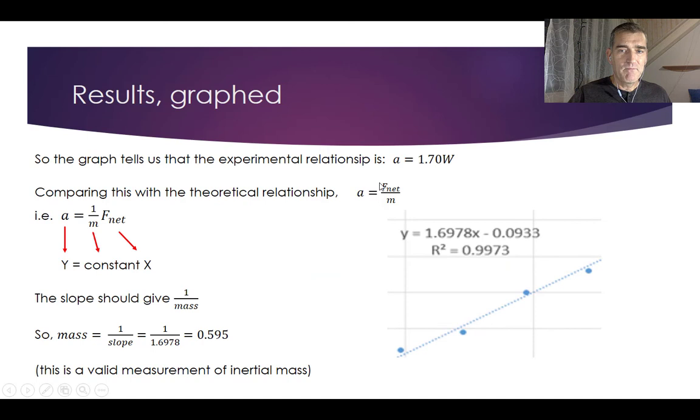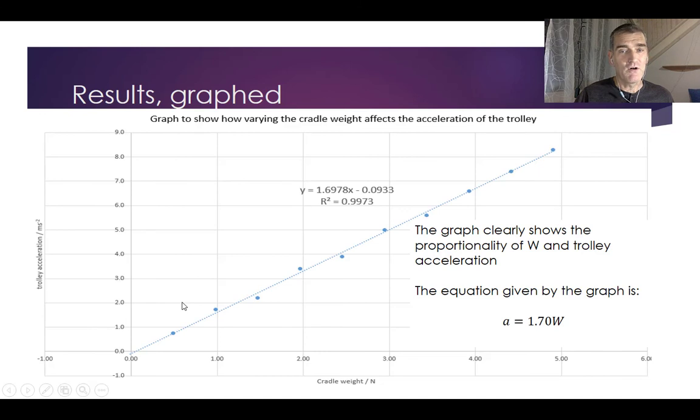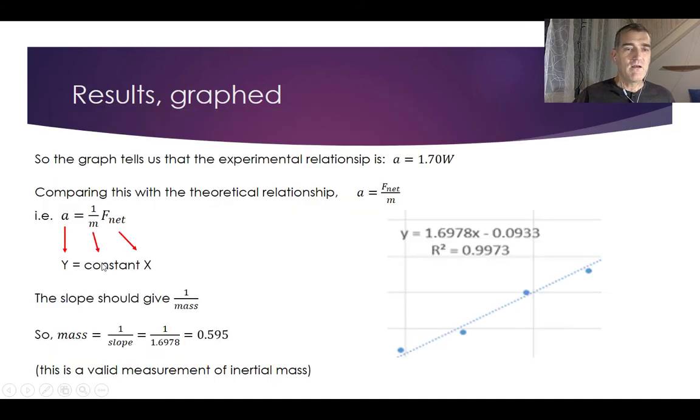If we compare that, A equals 1.7 W with A equals F net over M, we can split apart the F net over M into 1 over M times F net, and the 1 over M would be constant because we kept that mass constant this time, and it's of the form Y equals a constant times X, which, as we know, is a straight line through the origin, which is indeed what we got. But we can compare the constant we get from our data, which is the slope, with the theoretical constant 1 over M, and we can therefore use our slope to give us 1 over M, and therefore we can use the slope to give us the mass.